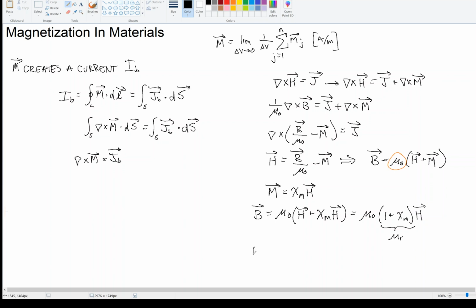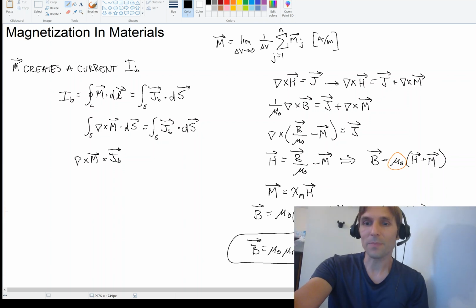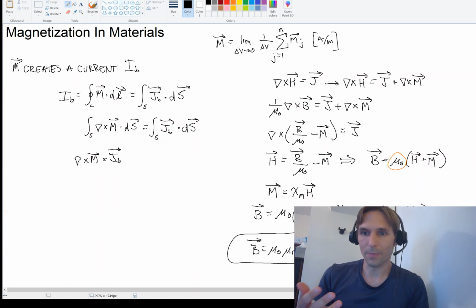And so finally we can write B as mu0 times mu_r times H, where mu_r is the relative permeability. So you see, we can still use a similar equation to what we did in free space. We just have to modify it a little bit to account for the magnetization of the material. Nice. Okay, so that gives you a basic idea about magnetization and how that affects the B field here.